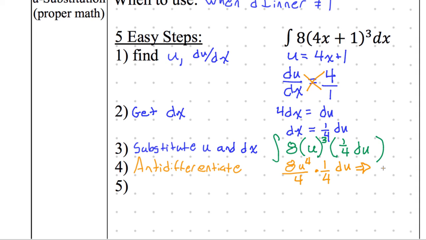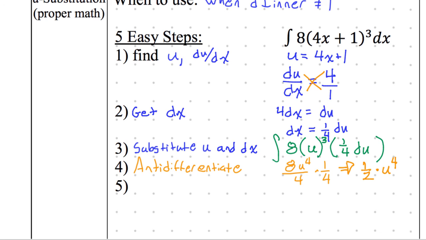Oh, I don't need a du anymore, do I? Because I took the antiderivative. I'm sorry about that. When you take the antiderivative, the d whatever goes away. And this is just times 1/4. It would be 1/2, wouldn't it? Times u to the power of 4. Yeah, so 1/2 times u to the power of 4, because on the bottom we have 16. 8 divided by 16 reduces to 1/2.